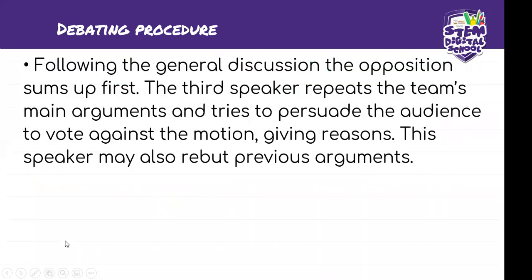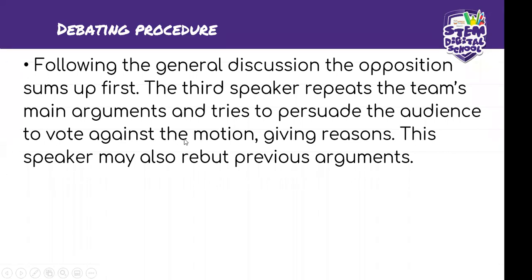Okay, so after the general discussion, the third speaker from the opposition will come up. The third speaker from the opposition will repeat the team's main arguments and try to persuade the audience to vote against the motion. Remember, the opposition disagrees with the motion. So the third speaker will repeat their own main arguments and try to persuade the audience to vote against the motion.